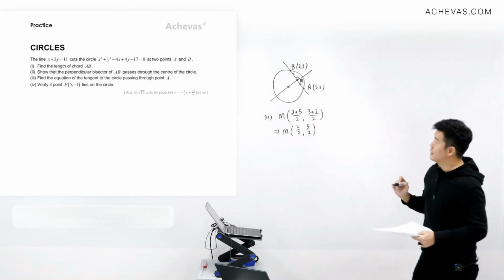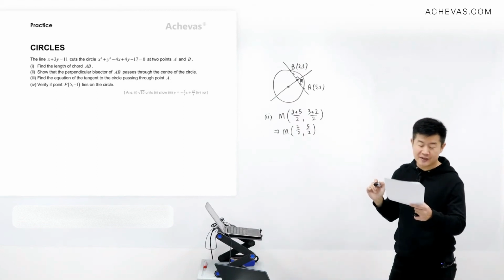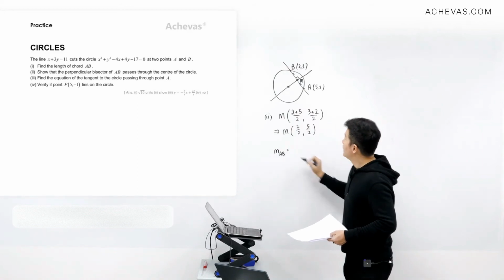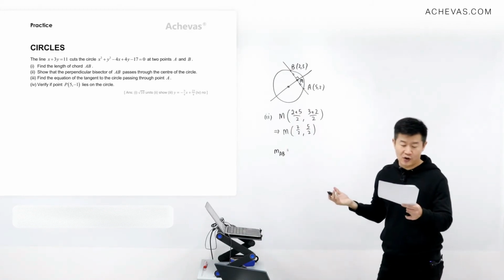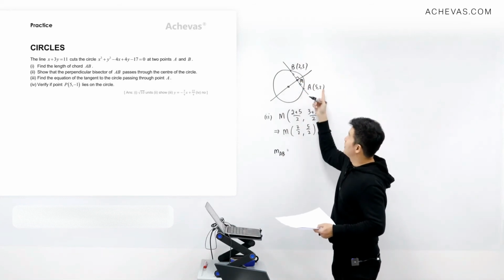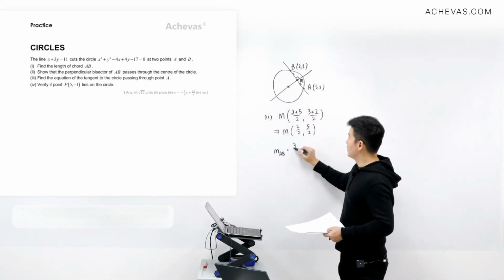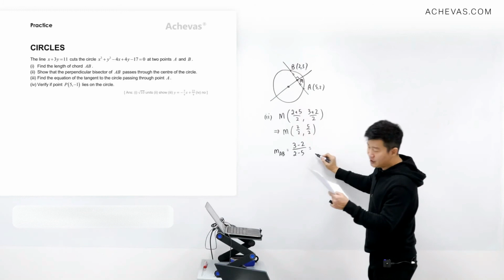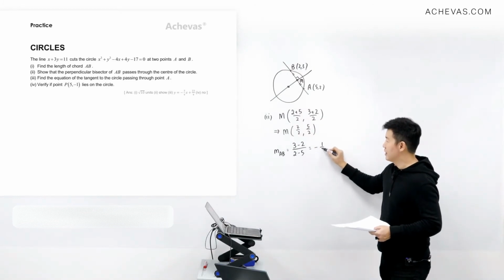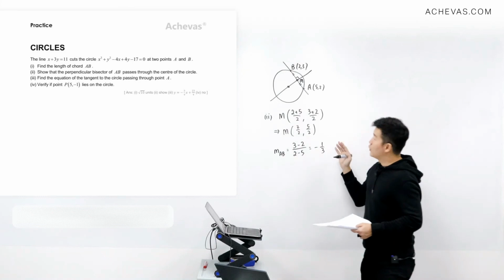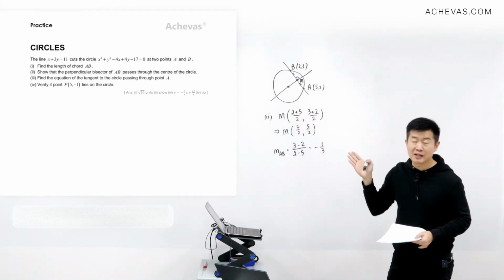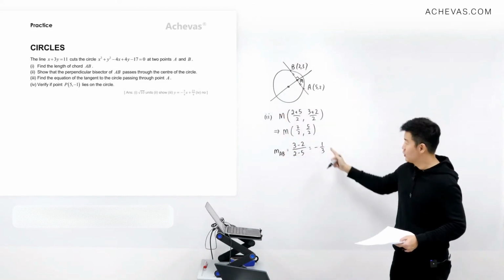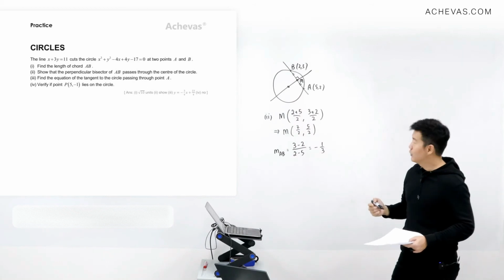And what we want to do next is to find the gradient of the line that passes through AB. I'm going to call the gradient m. So m of AB is going to be equal to, let's use the formula to find the gradient, y minus y divided by x minus x. So it is going to be 3 minus 2 divided by 2 minus 5. So the gradient of the line that passes through AB is minus 1 over 3. So the gradient of the line that is perpendicularly bisecting AB will be negative 1 over this. So negative 1 over this will be positive 3.